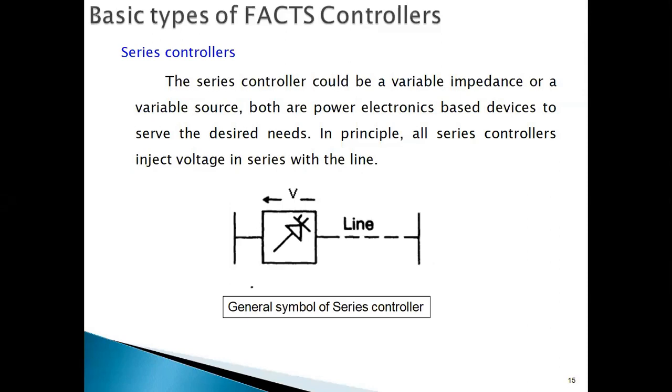It will act as a voltage source. Remember that a series FACTS controller will act as a voltage source, and a shunt FACTS controller will act as a current source. What I mean by this is that whenever it is connected in series with the transmission line, at the point of connection, or PCC, point of common coupling, it will try to inject a voltage. That voltage may be in phase or in quadrature with the line current. Based on that, it will try to generate or absorb reactive power.